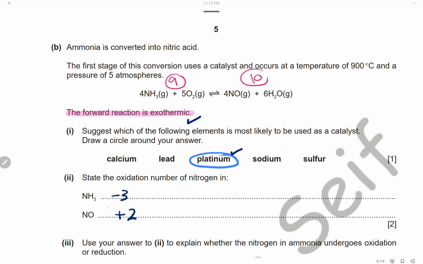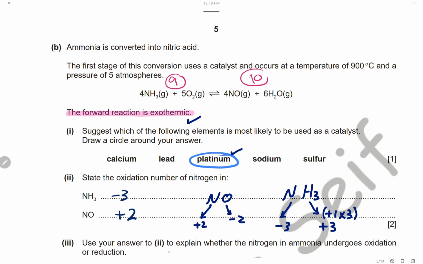State the oxidation number of nitrogen in ammonia. In ammonia, we have nitrogen and 3 hydrogens. Each hydrogen has an oxidation number of +1. So we will have 3 hydrogens, and the total charge will be +3. So the nitrogen will balance the total charge of hydrogen. So the oxidation number of nitrogen will be -3, as the total charge of the molecule will be 0. And for nitrogen monoxide, we know that the oxidation state of oxygen is -2. So for nitrogen to balance this negative charge, the oxidation number of nitrogen will be +2.